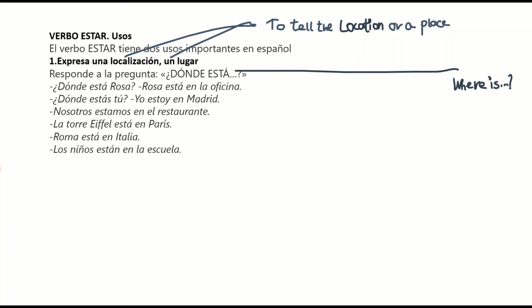Los niños. ¿Qué significa los niños? What do you mean by los niños? Los niños son children. The children are in the school. Where are the children? Children are in the school. Los niños están en la escuela. So you see, these are the examples of answering. If someone asks you where something is or where are you, go ahead and use this verb estar and answer where you are or where a particular thing is.